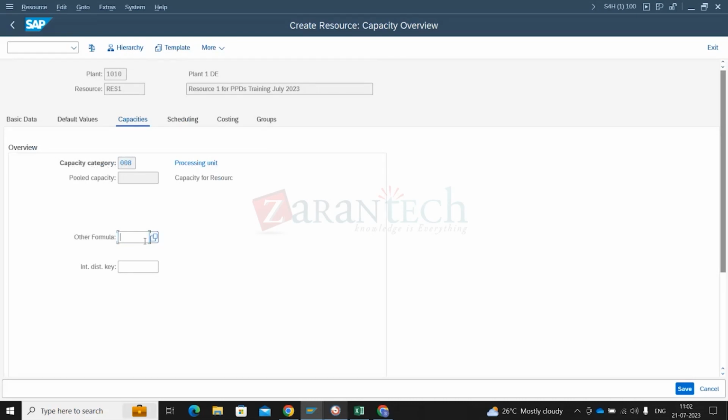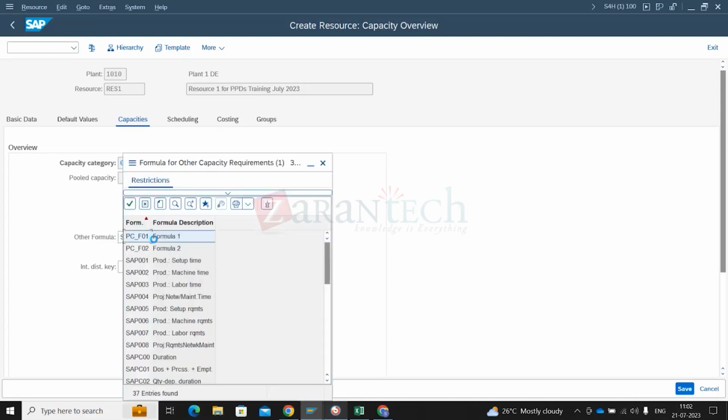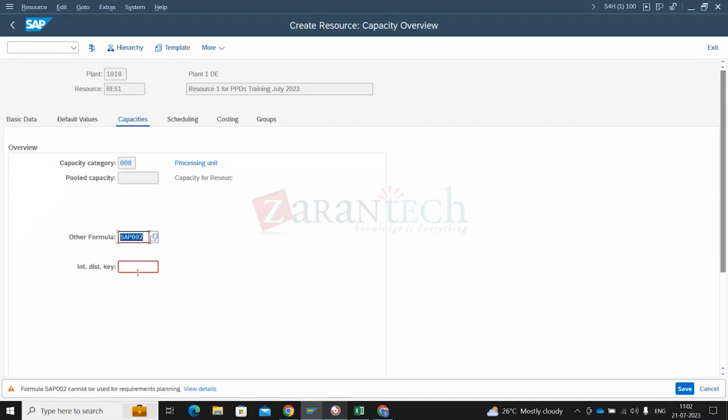Okay. Here I need to specify a formula also. There are various formulas that is usually done by the PP guys, but I am going to select the machine time related formula because of how the machine time should be calculated. And I'll explain about it. Okay. Enter and it needs something default. Fine.